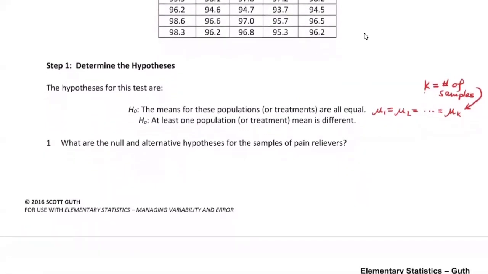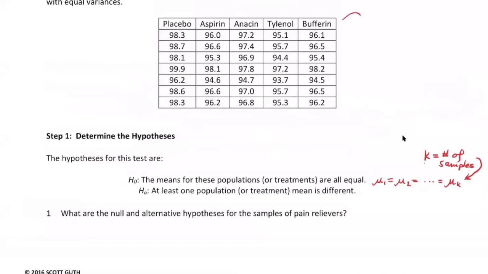Any questions? I'm going to bring my chat up here so you can see questions. Okay, then it's asking what are the null and alternative hypotheses. All right, fine enough. There are 5 samples, so k equals 5 here.